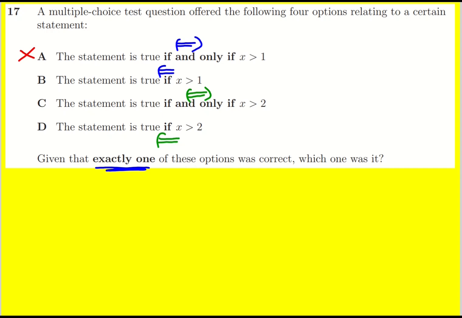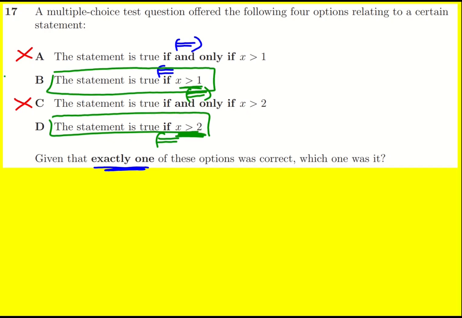So for this reason, it must also be that C is false, because if C was true, then D would also be true. And we know that only one is true. So this just leaves us two contenders. It's a little bit trickier to work out which one of these must be true.